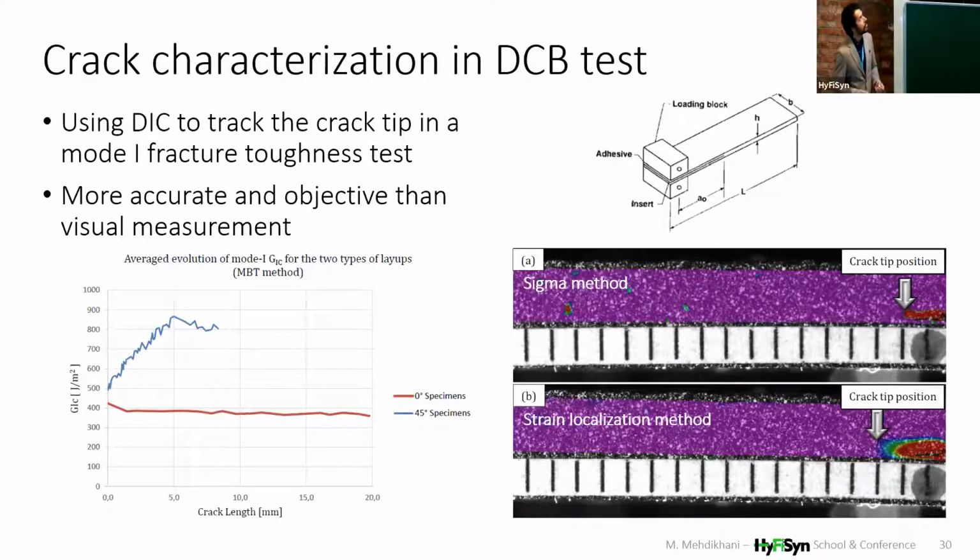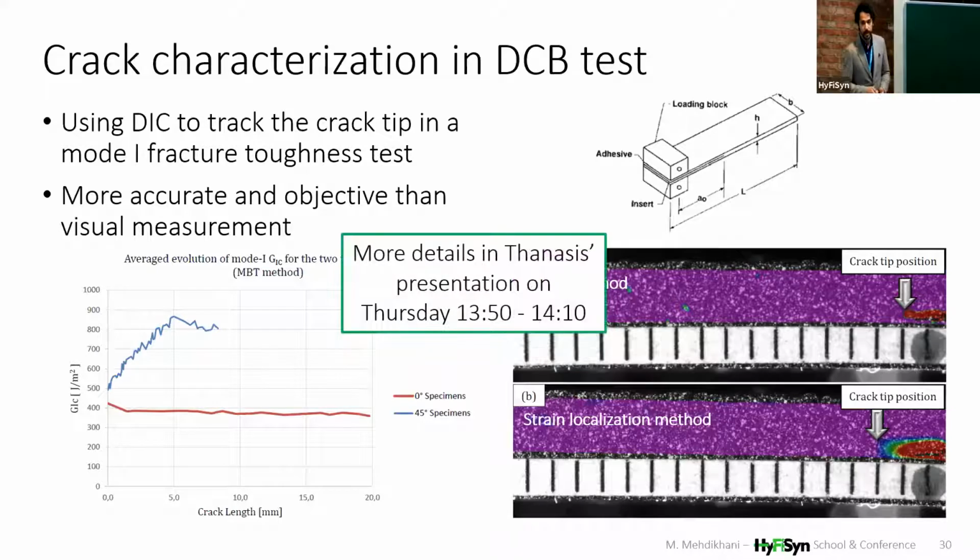And finally, the last example for the normal applications of DIC, as Guillaume already talked about a little bit: we can apply this technique in order to identify the crack tip in a DCB test, for example. And we have done this with Thanasis, who is going to talk about it in more detail also on Thursday. So please follow that one as well if you're interested.